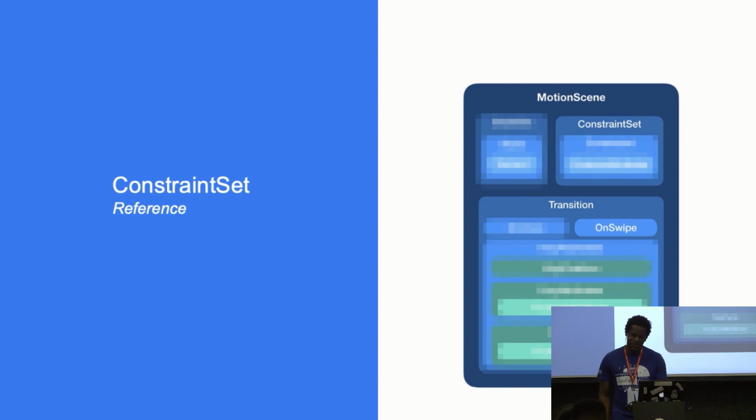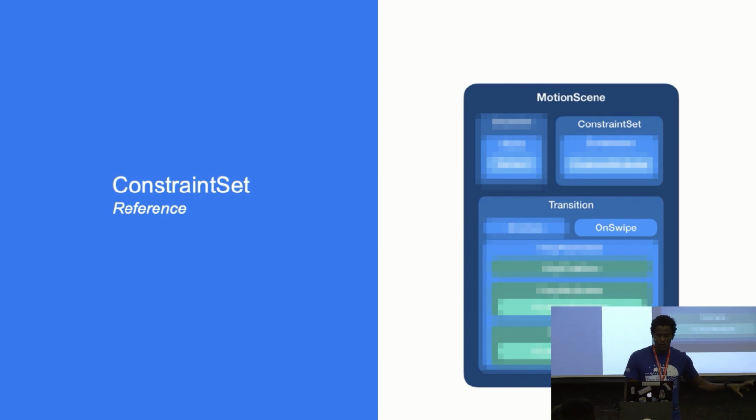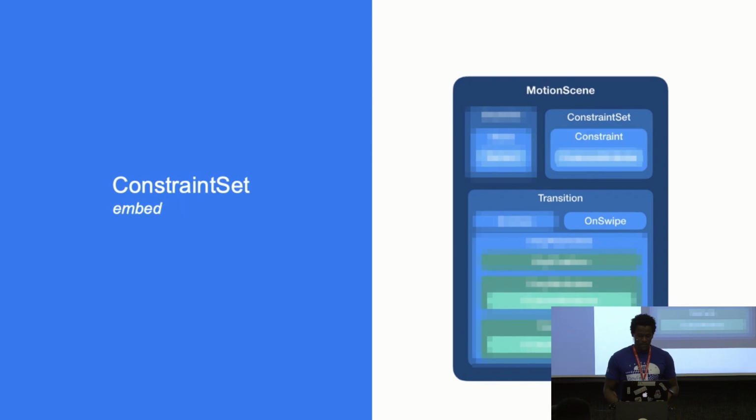Anyway, so you can do a reference to say, within my constraint set, I want it to reference this XML file to get my constraint set. Or you can literally, within the motion file, declare the constraint states that you want to transition between.